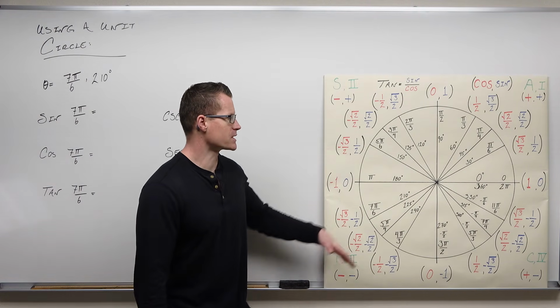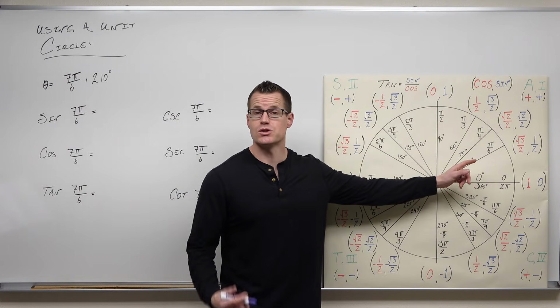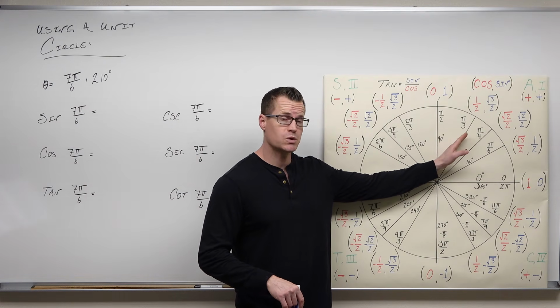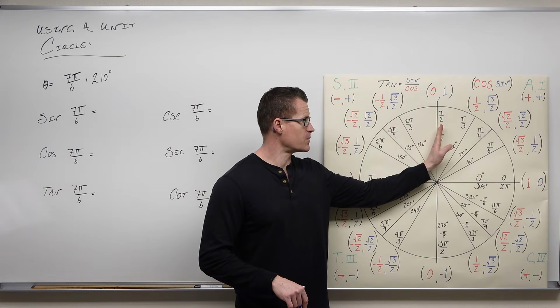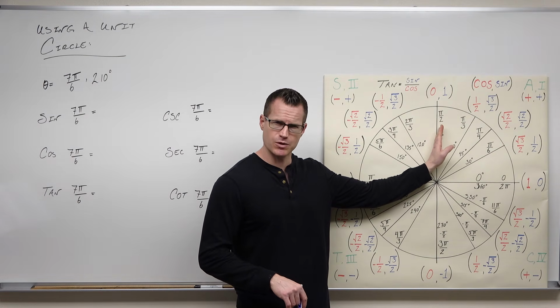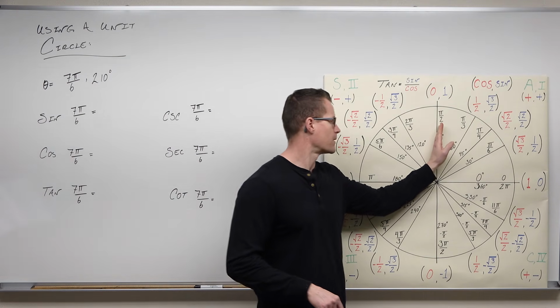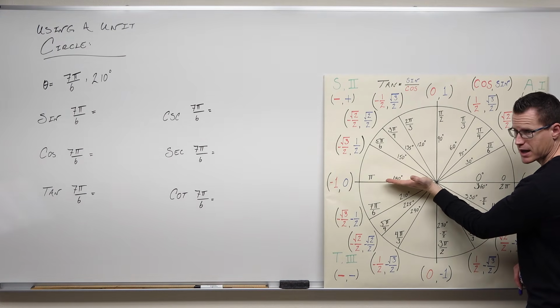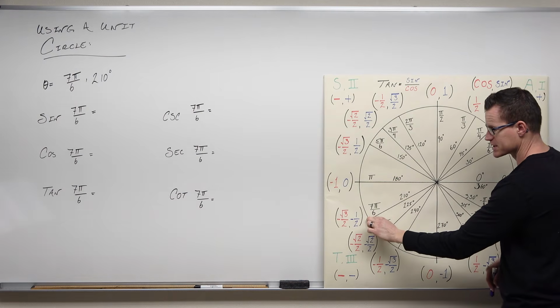So 7 pi over 6, let's find it first. You can count them. You should be able to count them. Here's 1 pi over 6, 2 pi over 6, 3 pi over 6. That simplifies to pi over 3 and pi over 2. 4, 5, 6 pi over 6. 6 pi over 6 should give you pi. It simplifies. And 7 pi over 6. And that's where it is.